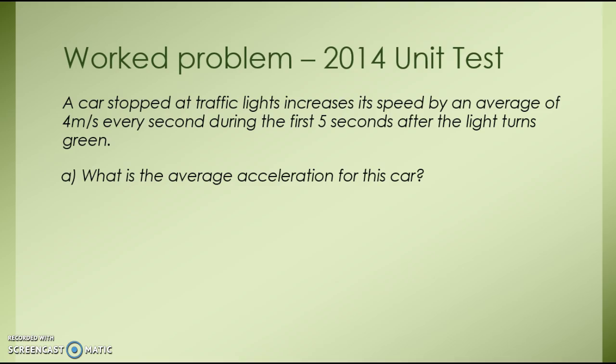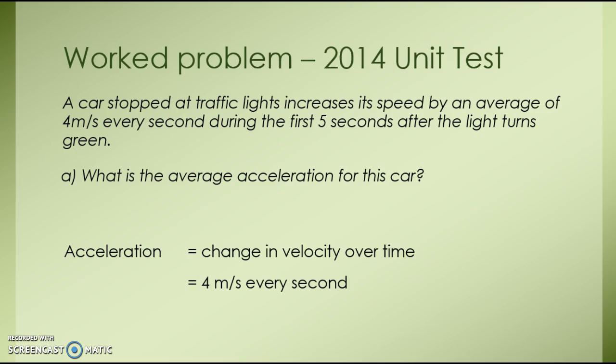Now in this case, a car is stopped at a traffic lights and increases its speed by an average of 4 meters per second every second during the first 5 seconds after the light turns green. So a lot of numbers and a lot of words, but the question is asking, what is the average acceleration for this car? Now this one you'll have to know our definition of acceleration, which is a change in velocity over time. The question clearly states that the car increases its speed, which is acceleration, by an average of 4 meters per second every second. So if we interpret that to an acceleration, that becomes 4 meters per second squared.